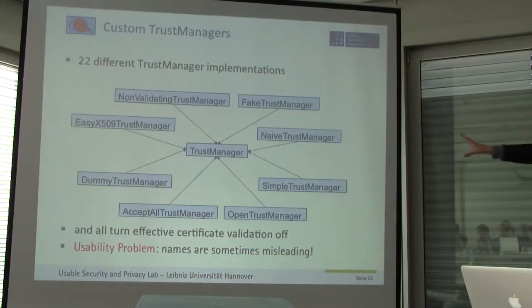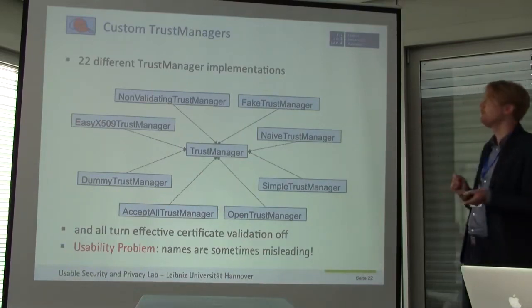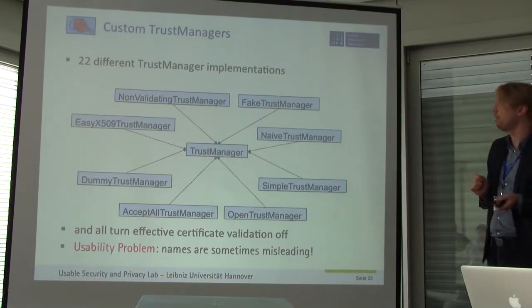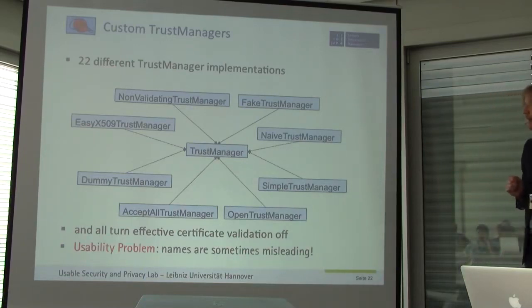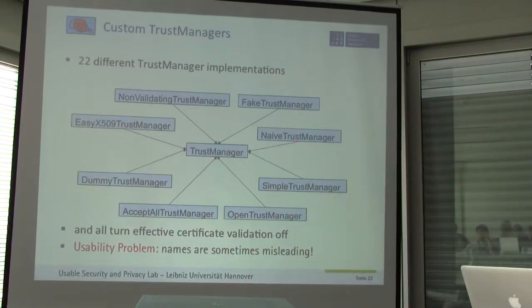I've selected several of those 22 we found. And if you have a look at the names, you have some which stand out. So you have the non-validating trust manager, or the fake trust manager, dummy trust manager, and accept all trust manager. These are all names where you pretty much know what you're getting into if you add that to your code.